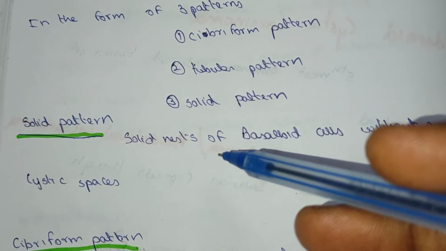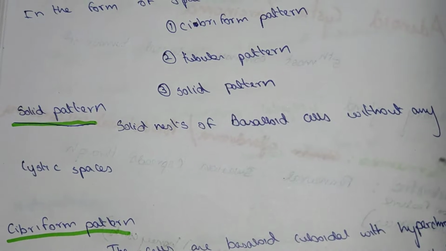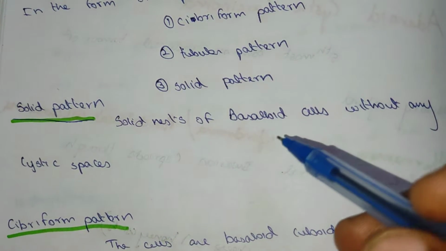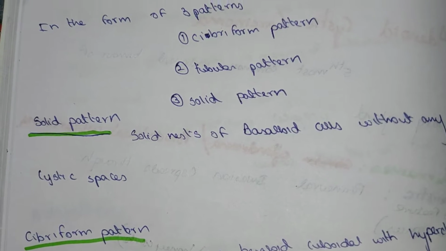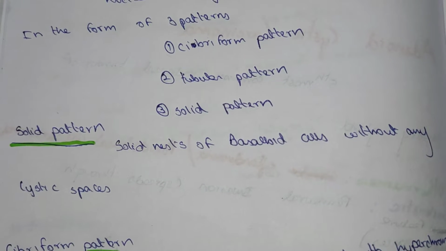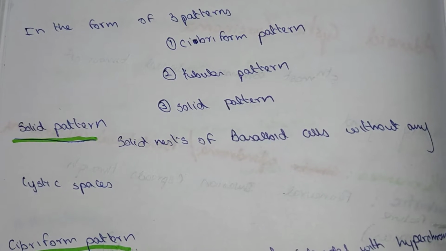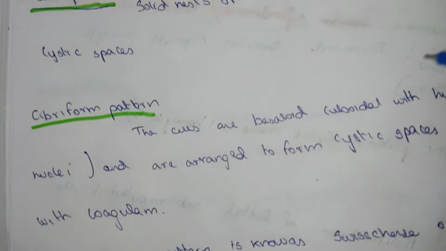Now we will see the solid pattern. There are solid nests of basaloid cells without any cystic spaces.